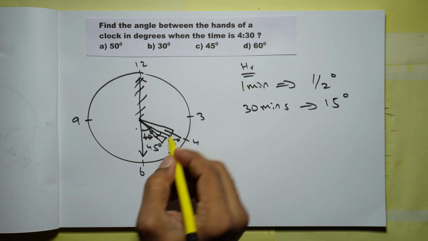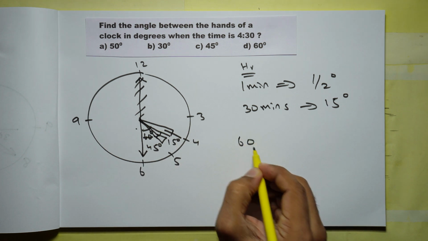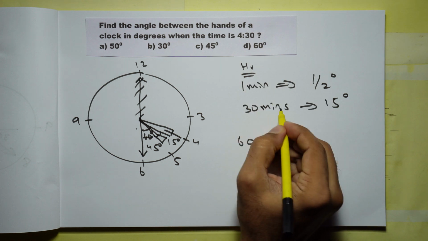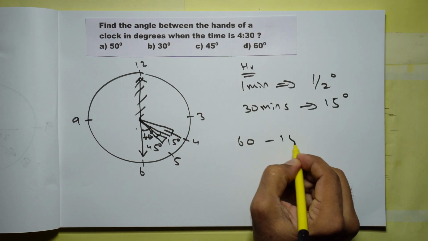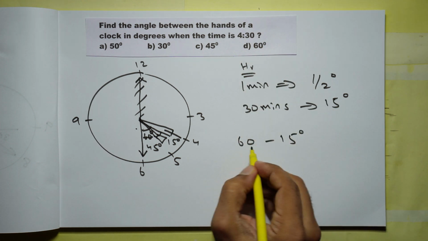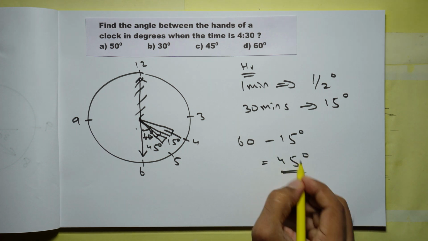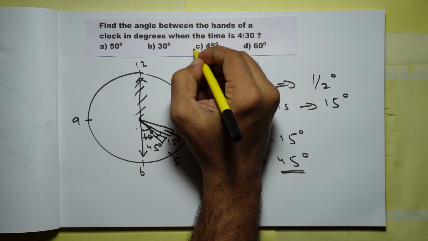So if the hour hand is fixed here, then the angle will be 60. But in 30 minutes, from 4 to 4:30, the hour hand will move 15 degrees. So the angle will be 60 minus 15, it will be 45 degrees. So the exact angle will be 45 degrees, option C.